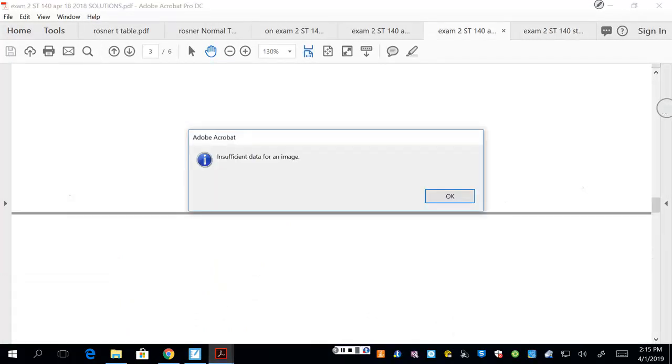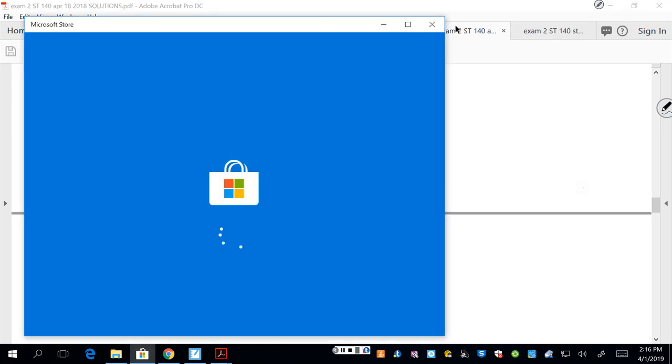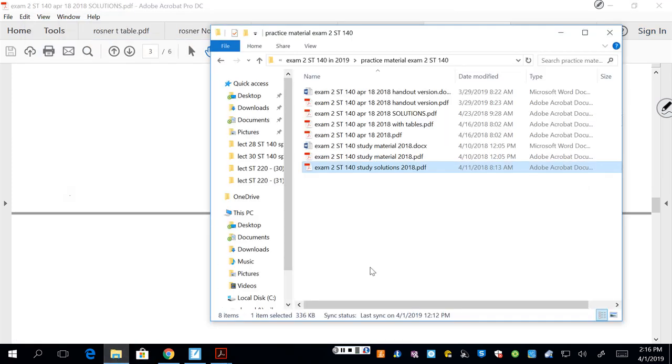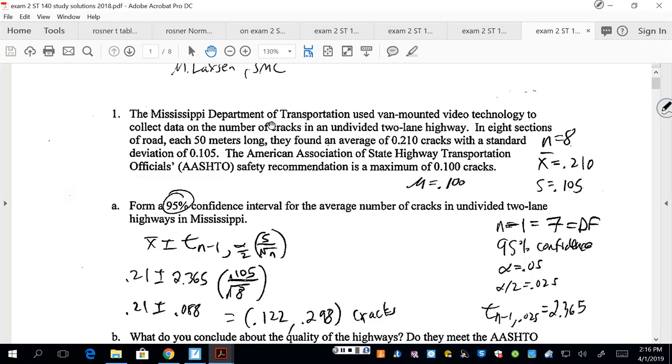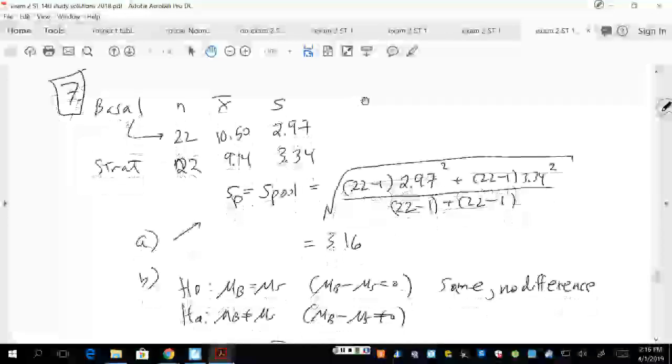I think every once in a while there's a hiccup with the network connection and it kind of cuts things off, so let me go back. On that page, the study solution should be posted. So yeah, they're there. So number 7.